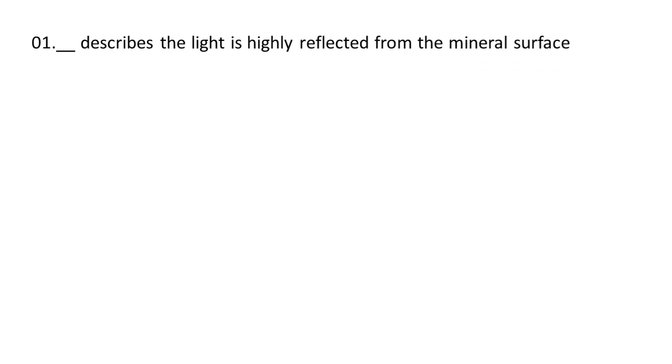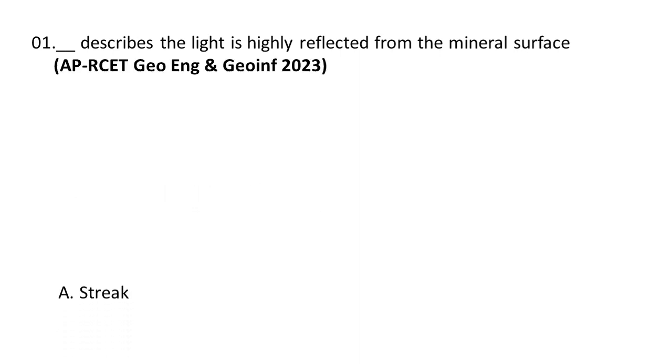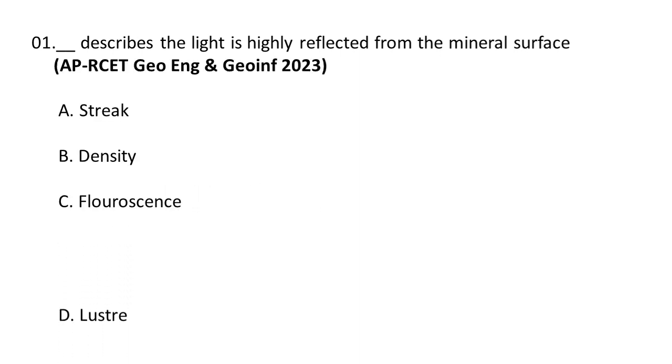Which of the following describes the light is highly reflected from the mineral surface? Choices are A. Streak, B. Density, C. Fluorescence, D. Luster. So obviously luster is the property which describes that the light is reflected from the mineral surface. Luster is a physical property that describes how a mineral's surface interacts with light and how the light is reflected or refracted by the mineral surface and interior. So D. Luster is the correct option.